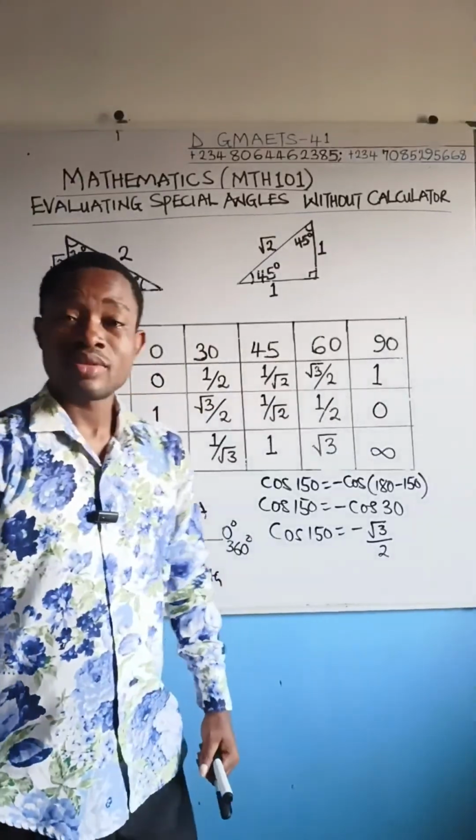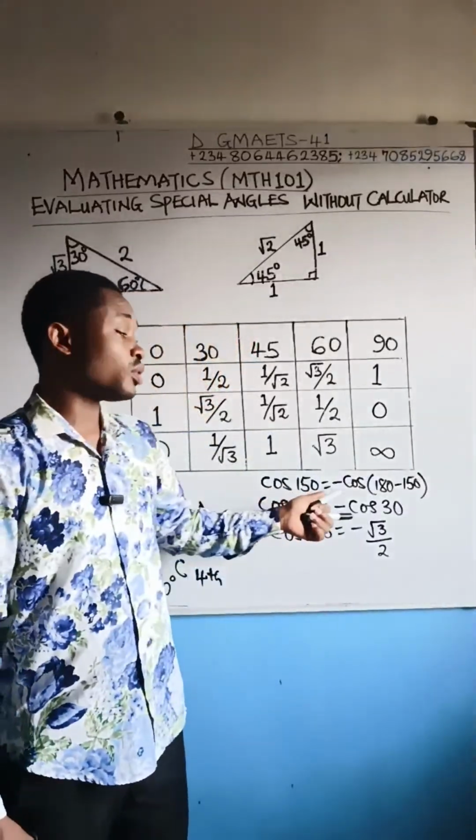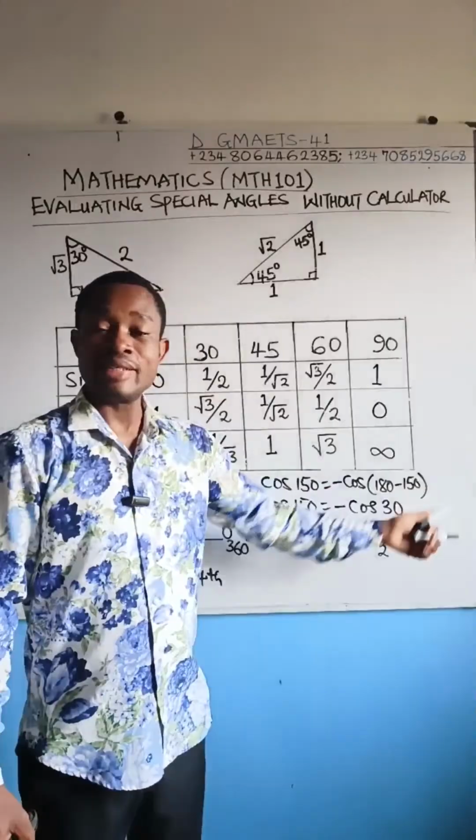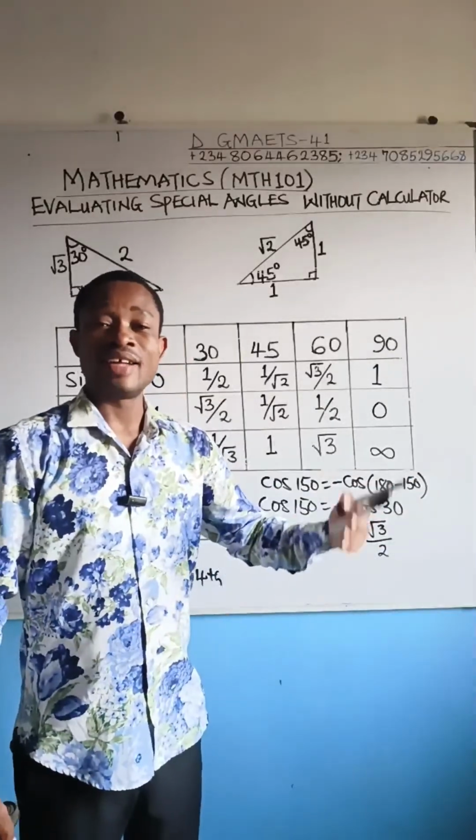Let's move on to tan 150. You are doing the same thing. Tan 150 will be equal to minus tan of 180 minus 150, which will give you minus tan 30.